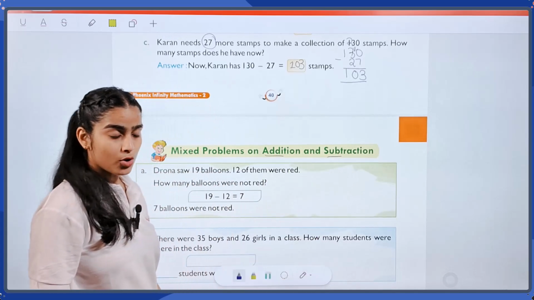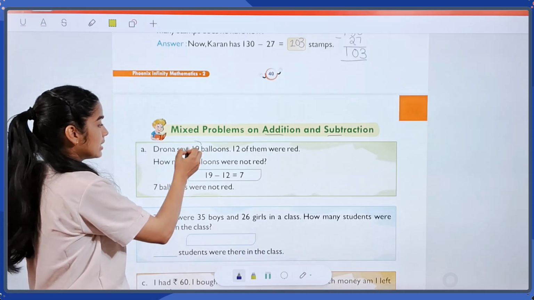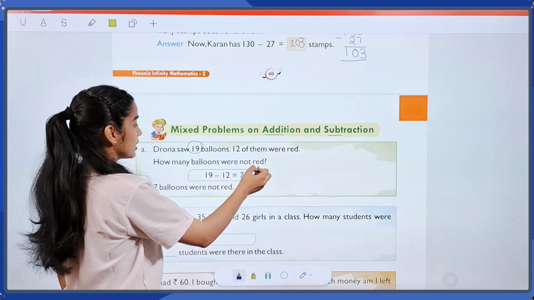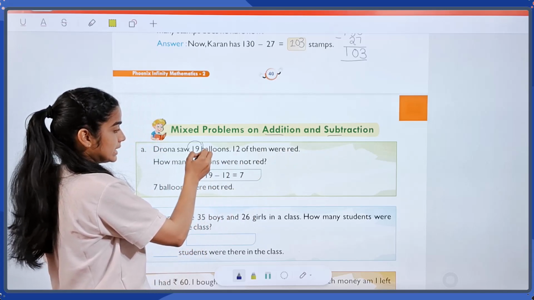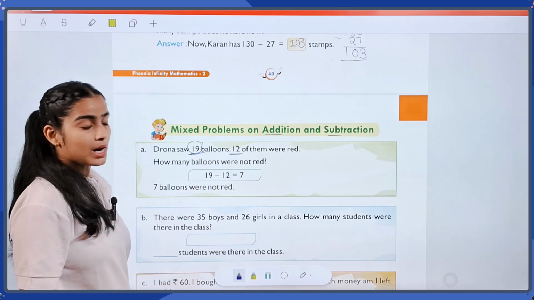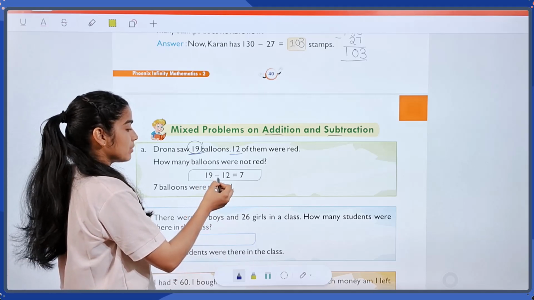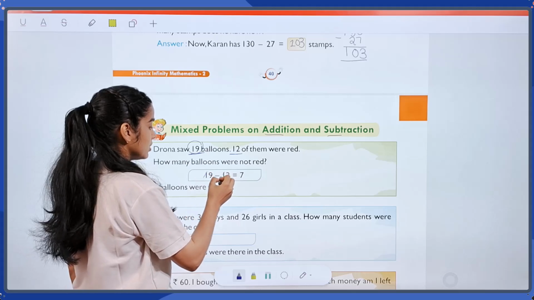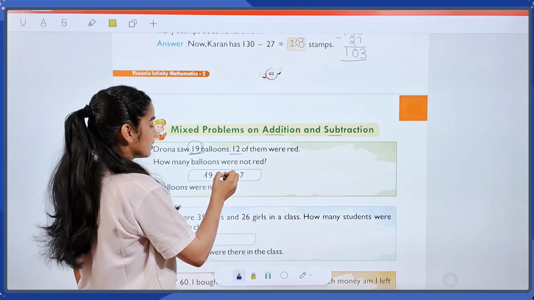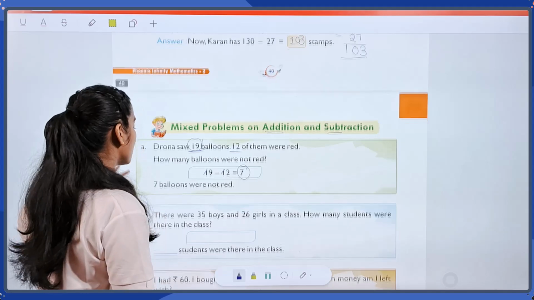Now mixed problems on addition and subtraction. So now we have a combination of questions of addition and subtraction. Drona saw 19 balloons and 12 of them were red. How many balloons were not red? Out of 19, 12 are red, so you have to subtract. 19 minus 12. 1 ten is subtracted from 1 ten. 9 minus 2 is 7. 7 balloons were not red.